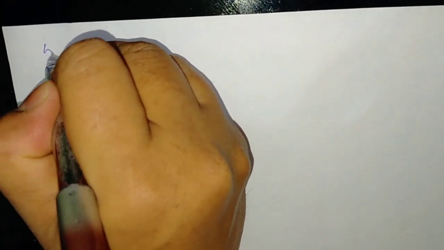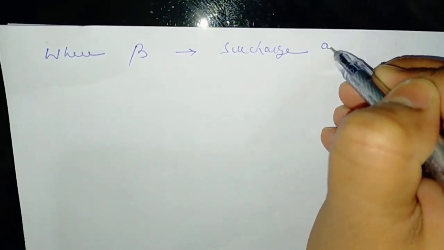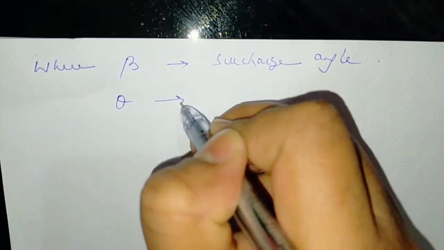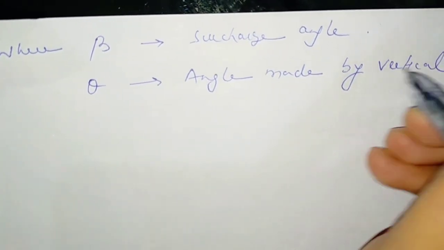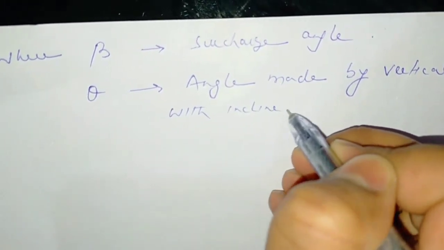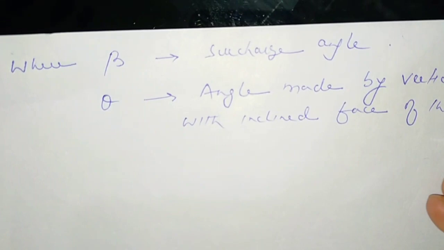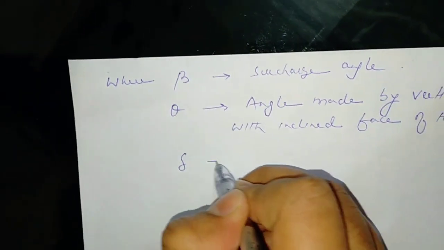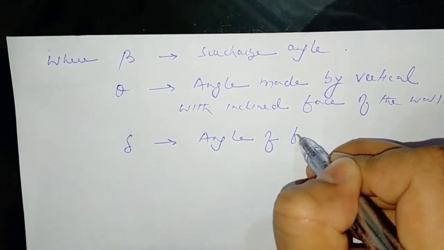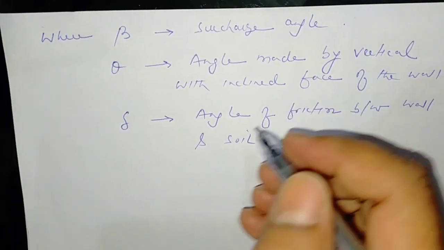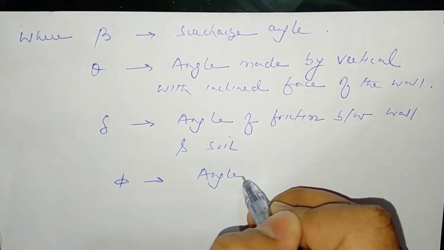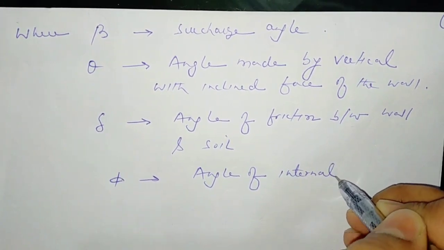Firstly, let us denote all the symbols, where beta is the surcharge angle, theta is the angle made by the vertical with the inclined face of the wall, delta is the angle of friction between wall and soil, and phi is the angle of internal friction.